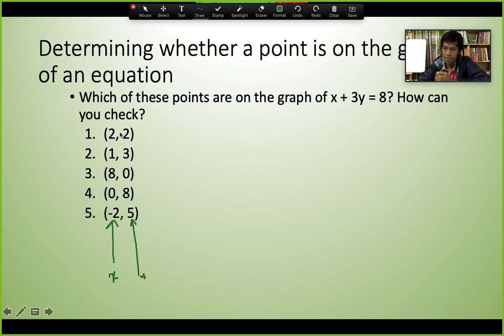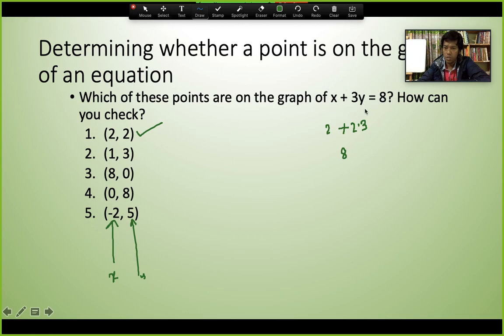So let's see. This is 2. So if we put 2 here, then plus 3, and the y value is also 2. So 3 into 2 or 2 into 3, both are the same. So this is 6. 6 plus 2 equals 8. So you see, from the left hand side we get 8, and the right hand side is already 8. That means this is a correct point for this equation.